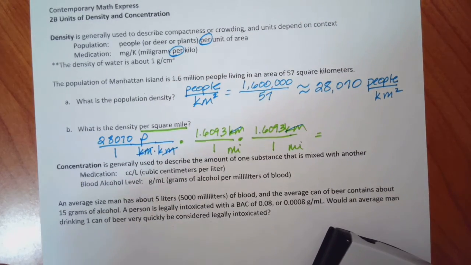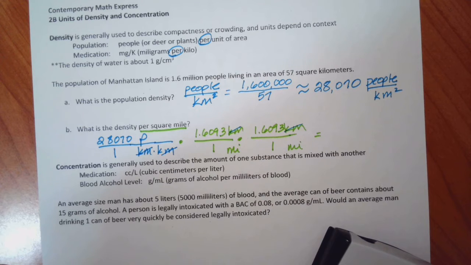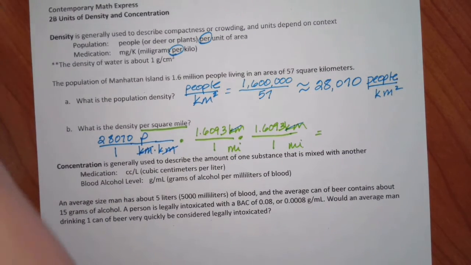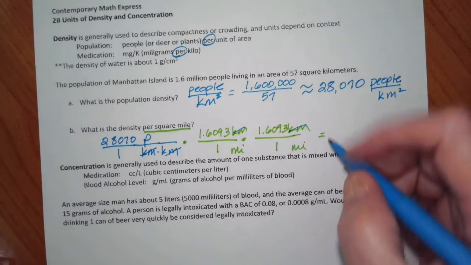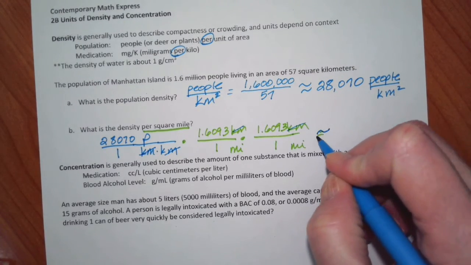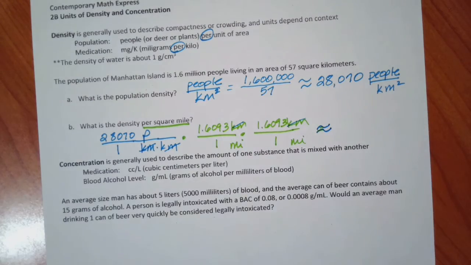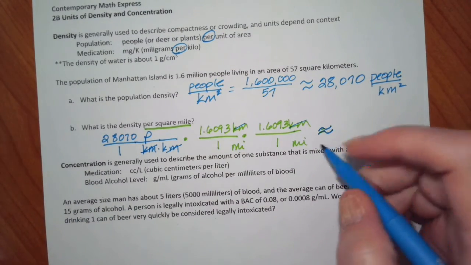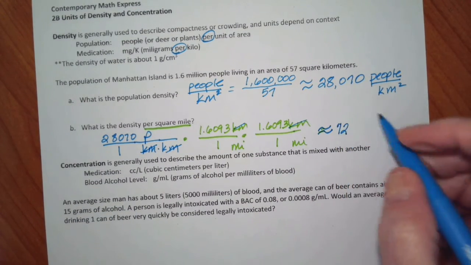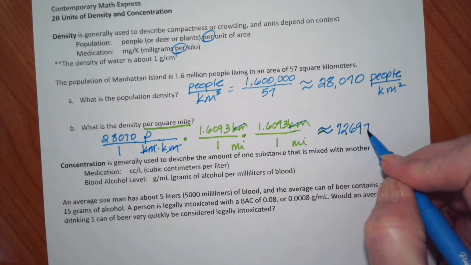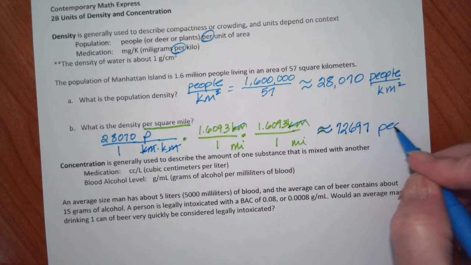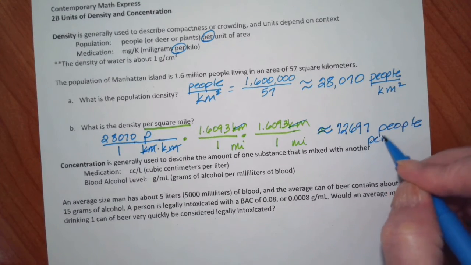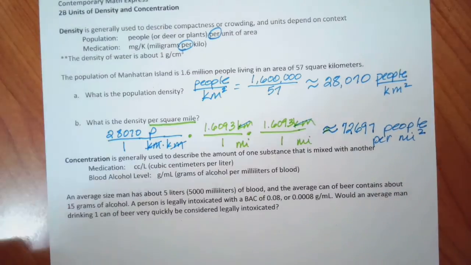I'm just going to do 28,070 times 1.6093. Whoops. And I get approximately, and that means approximately, not equal, let's round up to 72,697, and that is going to be people per square mile.